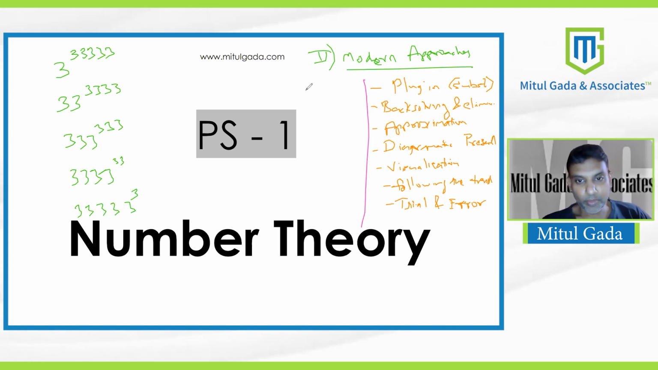Is it the last option? Last option is 33,333 raised to 3. That is the last option. It's the first option. The first option. Answer would be the first option.